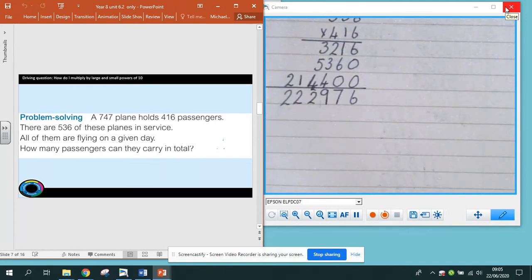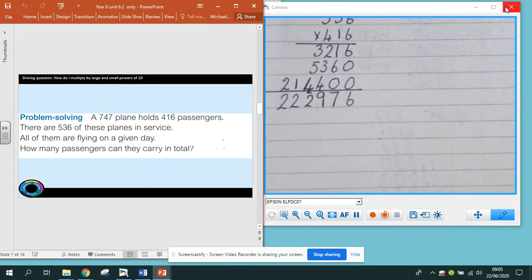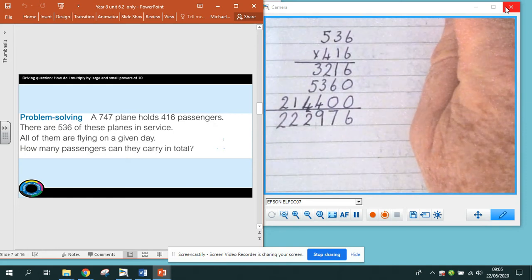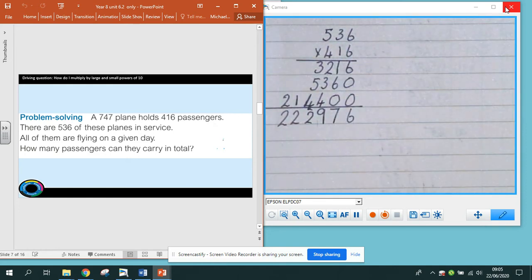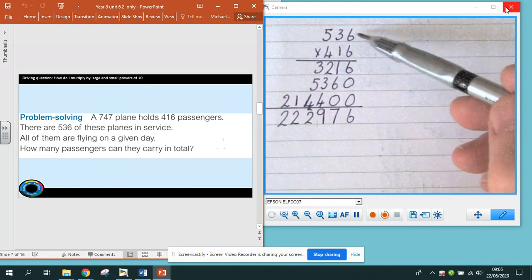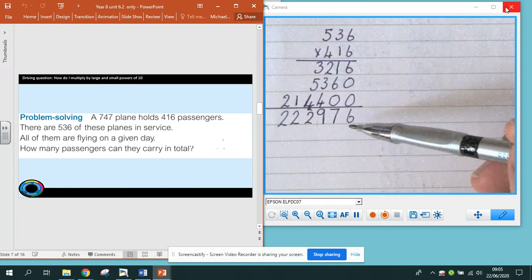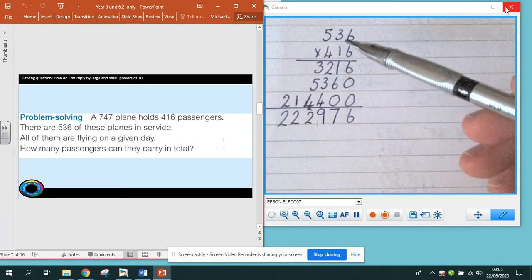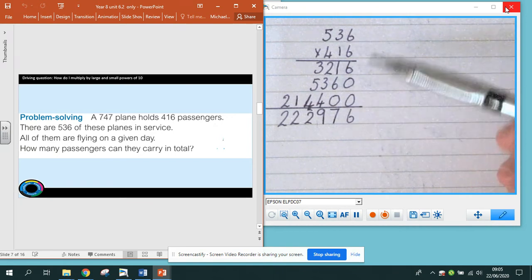Okay, the best thing about this calculation is you don't need one of the numbers. 747 is not 700. That is 747. That is the registration or the type of the aeroplane. So you can forget about that. So we have 416 passengers in each of 536 aeroplanes. So we just have to multiply 536 by 416. So this is very, very similar to the last question we did.